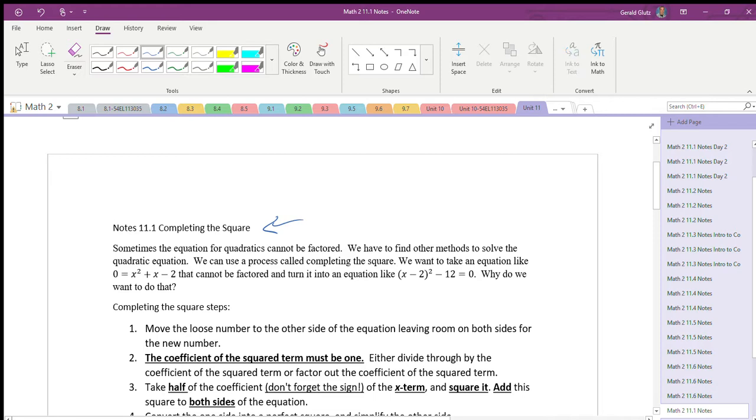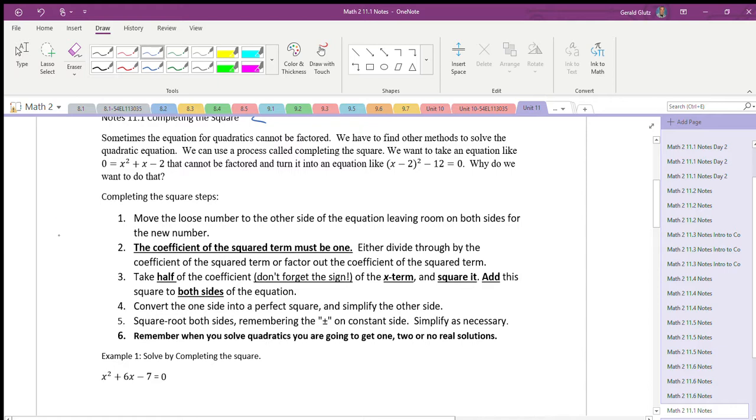What completing the square is, it's just another way to solve for the roots, or the x-intercepts, or the zeros. Those are all the same thing. It's one way to find the roots of a quadratic equation when you can't necessarily factor it, or you can still do it even if you can factor.